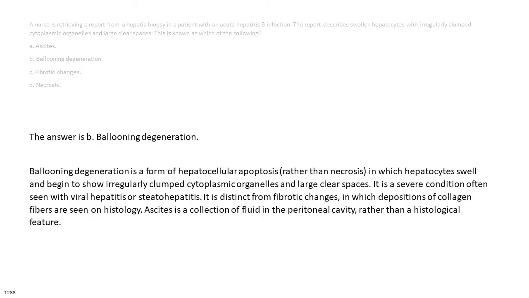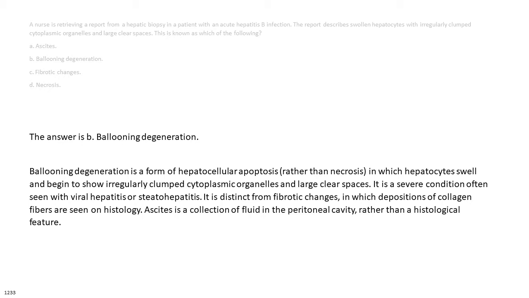The answer is B. Ballooning degeneration. Ballooning degeneration is a form of hepatocellular apoptosis, rather than necrosis, in which hepatocytes swell and begin to show irregularly clumped cytoplasmic organelles and large clear spaces.